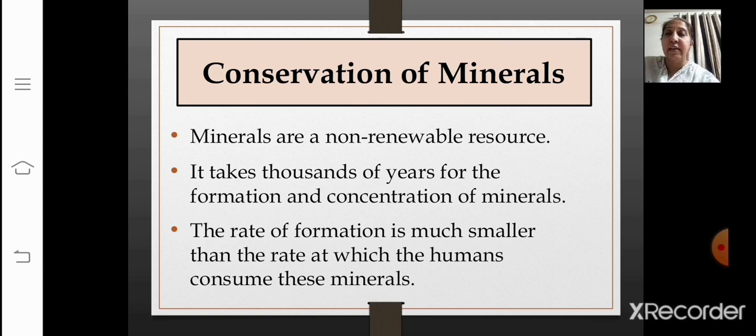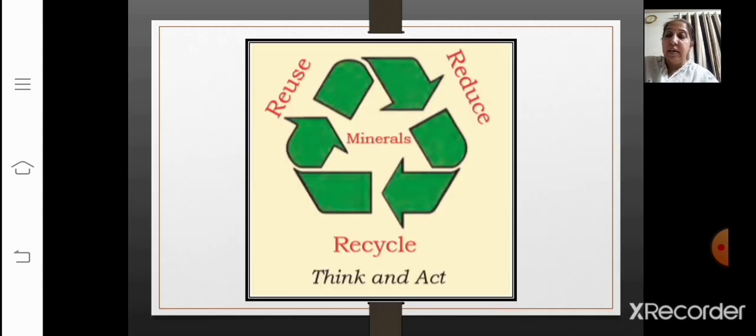So, what should be done for that? As I told you, it takes thousands of years for the formation and the concentration of minerals, and the rate of formation is much smaller than that of consumption, right? So it is necessary to reduce wastage in the process of mining. Here you can see the 3 R's: reduce, reuse, recycle. This is what everybody has to follow, that we need to have an approach towards this policy. Recycling of metals is another way in which mineral resources can be conserved.